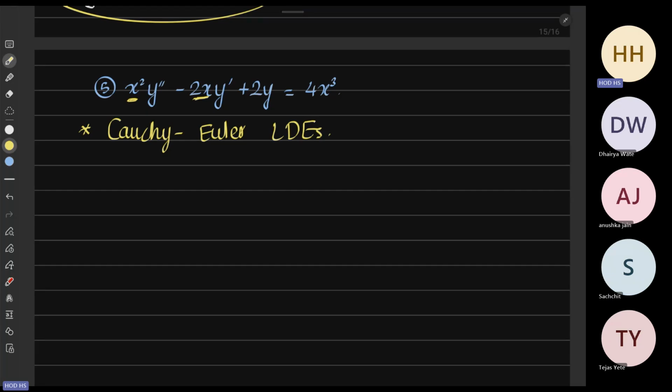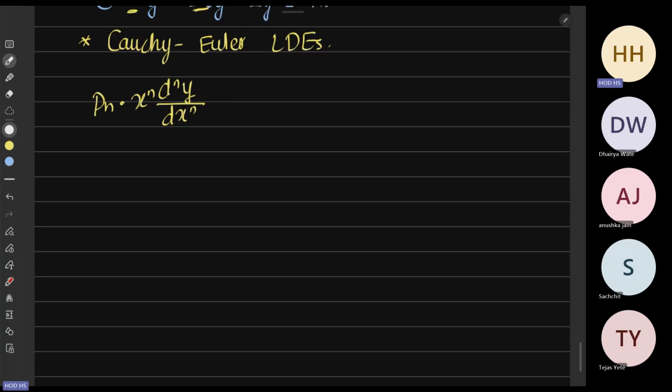For Cauchy-Euler, every term will have the form of x to the power n into d to the power n y by dx to the power n. So every term will be of this form. Notice that we have x squared with the second order derivative, we have x with the first order derivative, and we have no x with the zeroth order derivative. Okay, this will be our Cauchy-Euler linear differential equation.